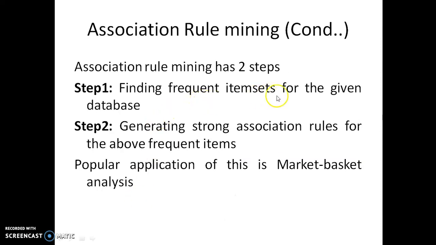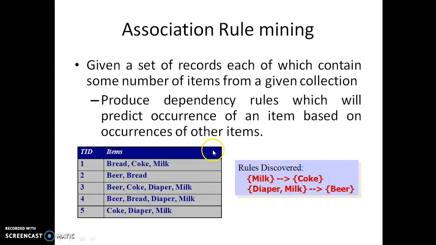Once the frequent items are identified, strong association rules are generated, and here we can see some sample association rules generated out of this. This says that if a customer buys milk, then he tends to buy coke also. In the second rule, diaper and milk are purchased together, and another third item is also purchased, which is beer.